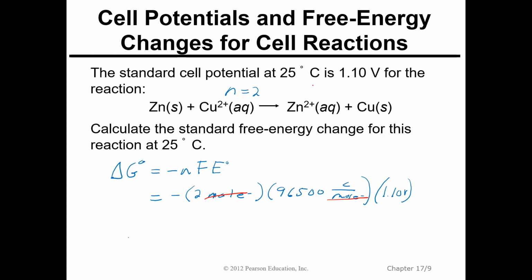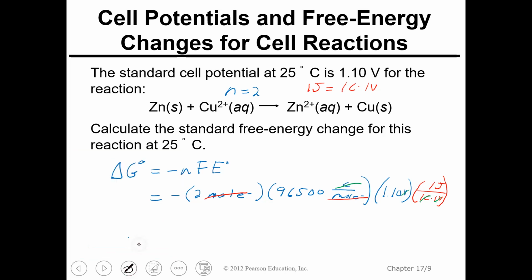So we know that 1 joule is equal to 1 coulomb times 1 volt. So we can add a conversion factor here: 1 joule over 1 coulomb times 1 volt. That gets rid of coulombs times volts. Coulombs cancels with coulombs and volts cancels with volts, and that leaves us with joules, which is the unit we would typically use for delta G.